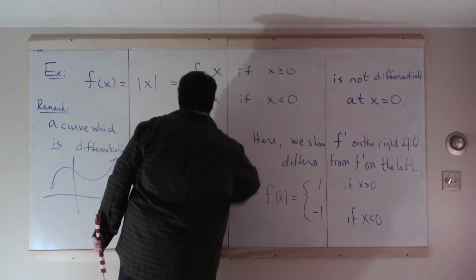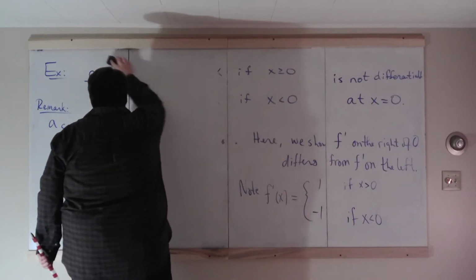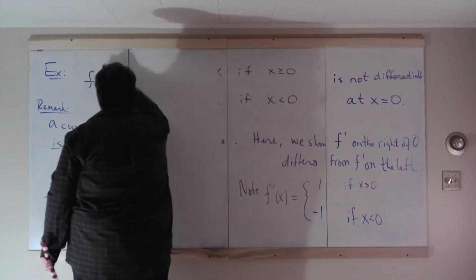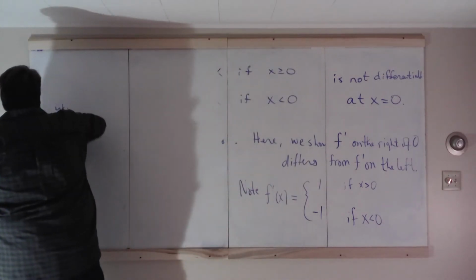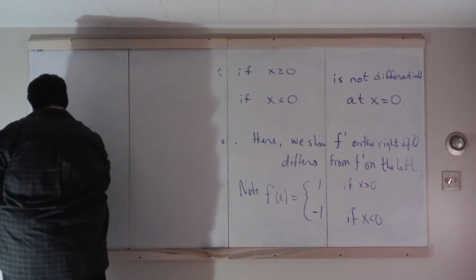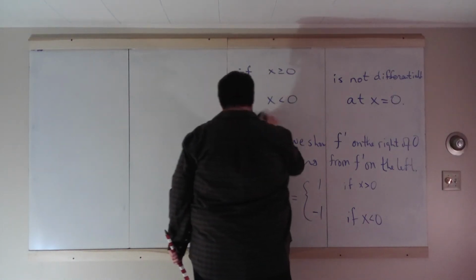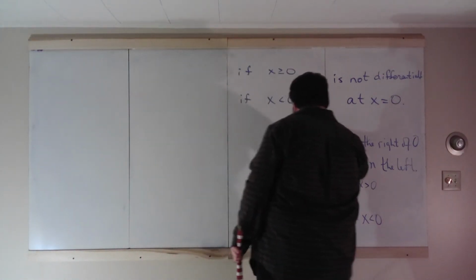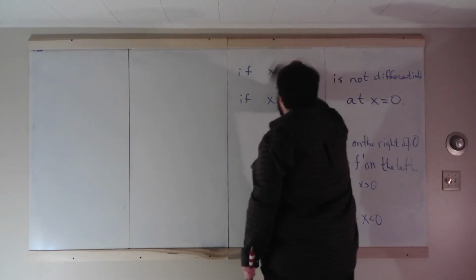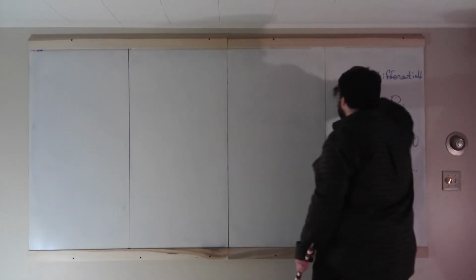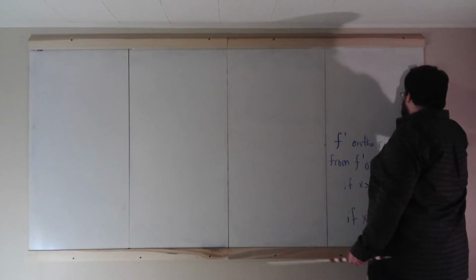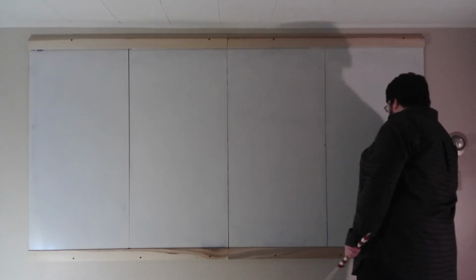So this example, the absolute value, served as a counterexample to the converse of that theorem. Let's do, well, there are two other counterexamples. Let's just draw those, and I'll illustrate it with the tangent lines, just like this.